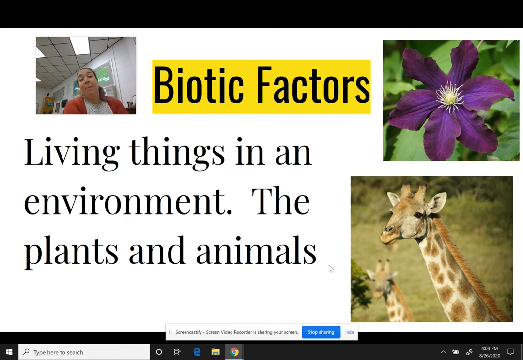First, we're going to talk about biotic factors, and these are things that are in the environment that are living. So biotic factors can be any of those living organisms we've already discussed. So those are the plants, the animals, anything that has life that's part of the ecosystem. Take your notes.